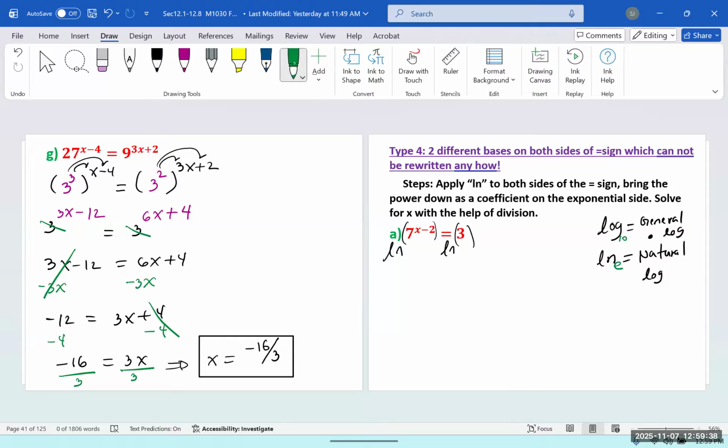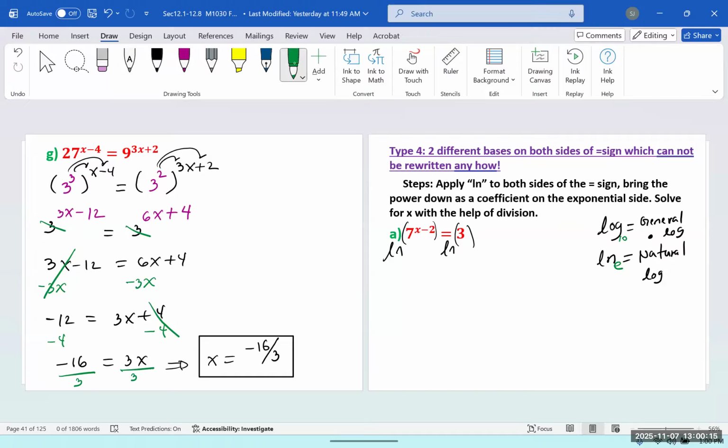For numbers, you can apply either one of them. It doesn't matter. However, if you have e as your base, then you definitely have to use the natural log. The general log will help you, but you have to do more steps. If you take the natural log to get rid of the e, anytime e and ln are next to one another, they kill one another. In other words, they cancel one another out, so we are left with 1.